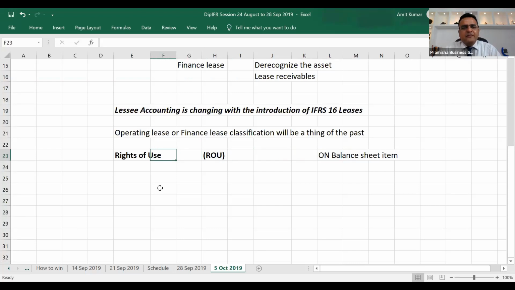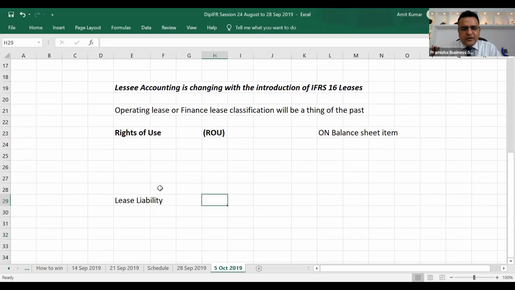When I bring something as right of use and I also agree to an installment payment over a period of time, whether it is an operating lease or finance lease, there is no classification. It's simply that I bought an asset, I have right of use for a certain period of time, and for using this asset, I'm liable to pay whatever is the lease liability, which will form part of the balance sheet on the corresponding side.